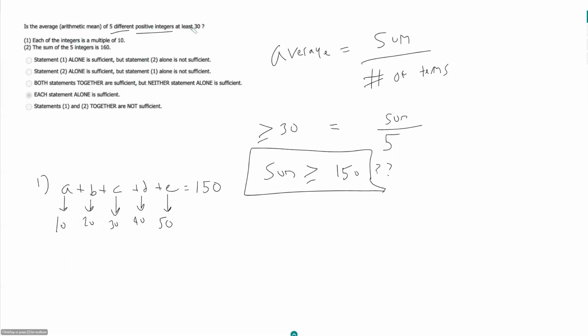So based on this, then the lowest number I could possibly have is 150. Anything else is going to be higher, so our sum definitely has to be greater than or equal to 150. So this statement is sufficient.